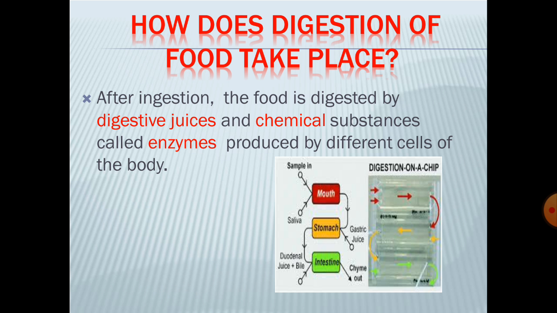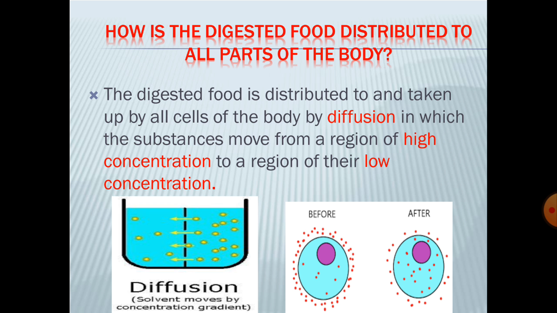How does the process of digestion take place? After ingestion, the food is digested by the digestive enzymes, which are chemical substances produced in our body, which break the complex food into simple forms. Then how is the digested food distributed to all the parts of the body? The digested food is distributed by the process called diffusion, moving from high concentration to low concentration.